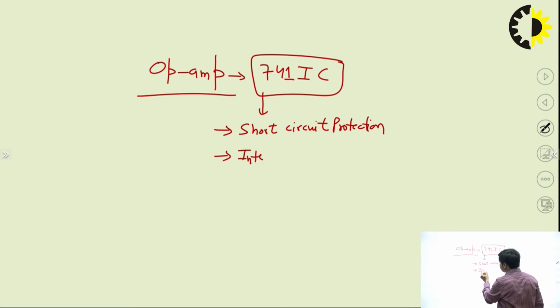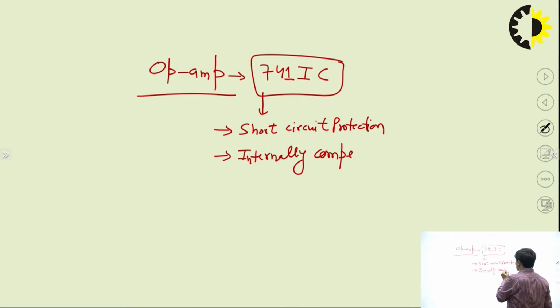It is an internally compensated IC. Now what is this compensation? That is called frequency compensation. This frequency compensation is very much required in multi-stage amplifiers. When we go for more than one stage, like 2 stage, 3 stage, 4 stage, then due to comparable poles and zeros, the stability of the multi-stage amplifier suffers a lot.